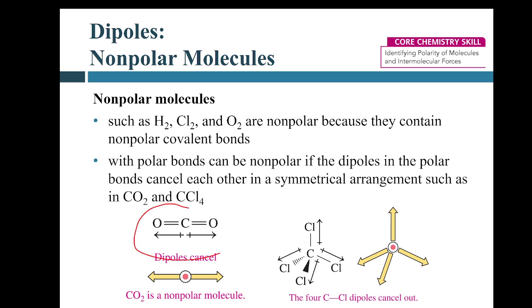All right, CO2 is actually a really good example of this. It's a nonpolar molecule, despite the fact that the oxygen and carbon bonds both have dipoles, don't they? But because they're pulling in different directions, they cancel each other out. CCl4 is also another good example of this. Again, they all cancel each other out. These are all nonpolar molecules, meaning they don't have an overall molecular dipole.